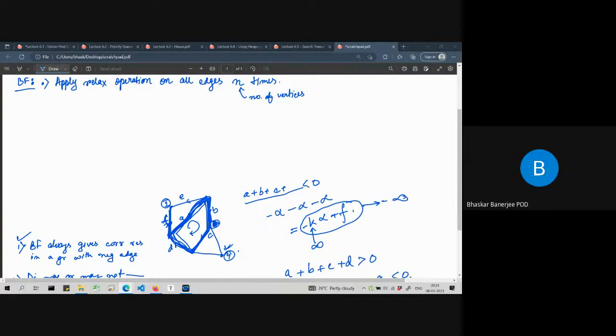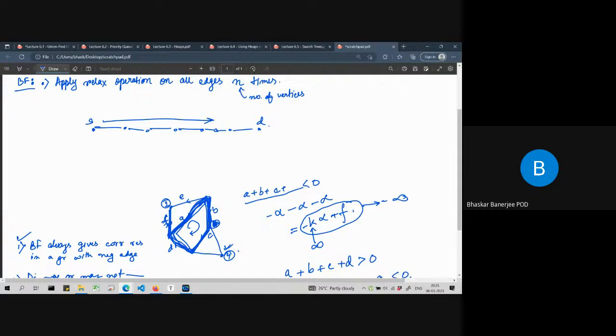Because let's say there is no other way to reach. So let's say I have a simple straight-line kind of graph with edges like this. This is my source, this is my destination, and I ask you to find the shortest path. There is no other path other than this straight linear way. So in this graph, whatever the number of vertices is, that minus one is the number of edges on the path.